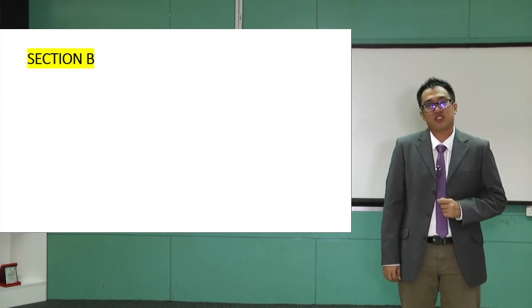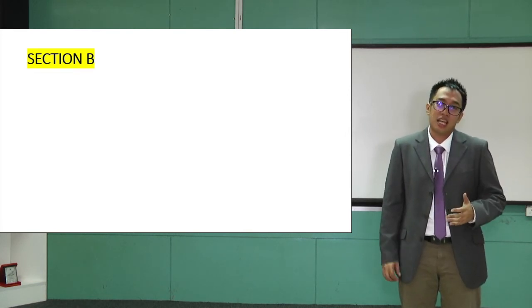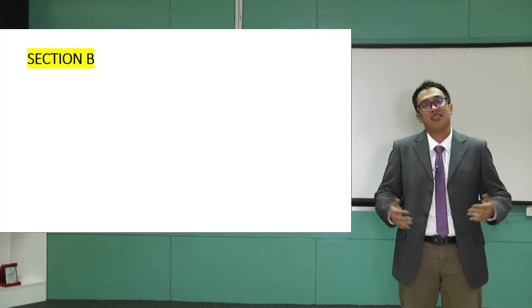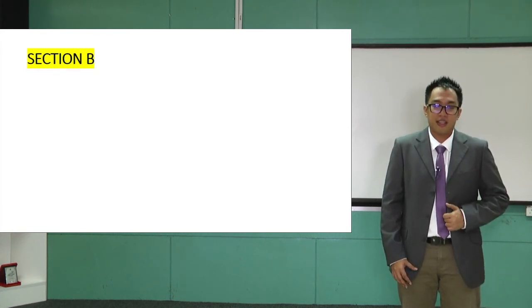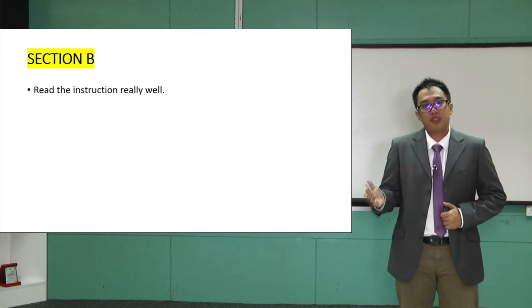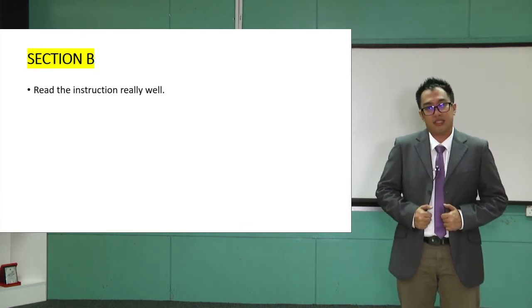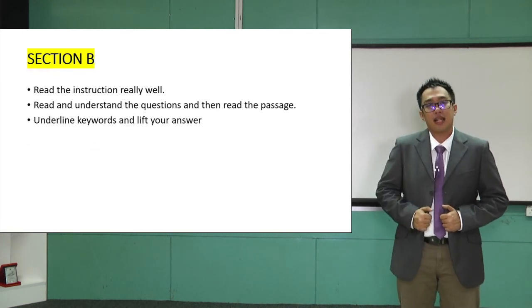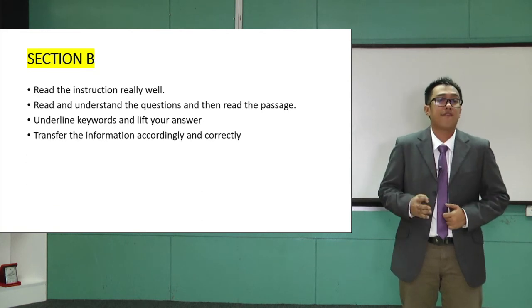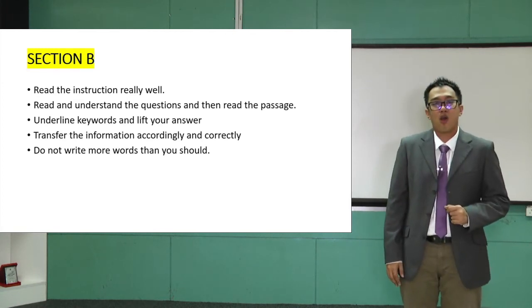In this section, you must try to score as many marks as possible. All you have to do is just to copy from the passage and put it in the answer section. Simple. Questions in section B are split into 2 parts: graphic organizers and fill in the blanks. Before you start, please read the instructions really well. 2. Read and understand the questions and then read the passage. By doing this, you will know what you are looking for. 3. Underline keywords and leave your answer. 4. Transfer the information accordingly and correctly. 5. Do not write more words than you should.